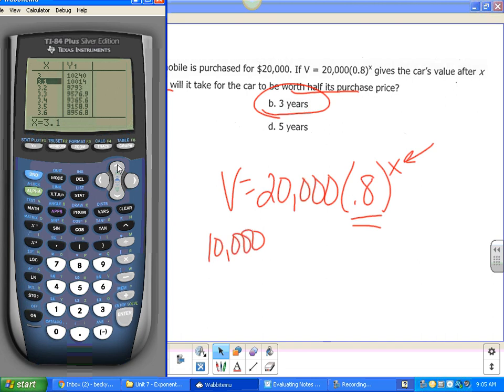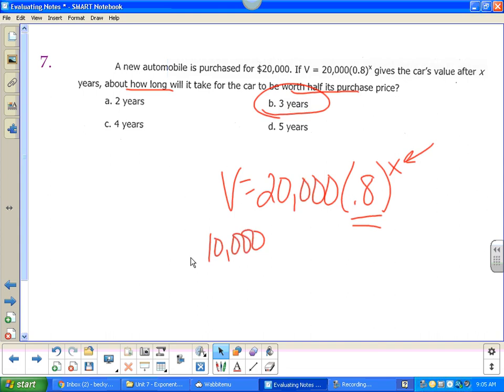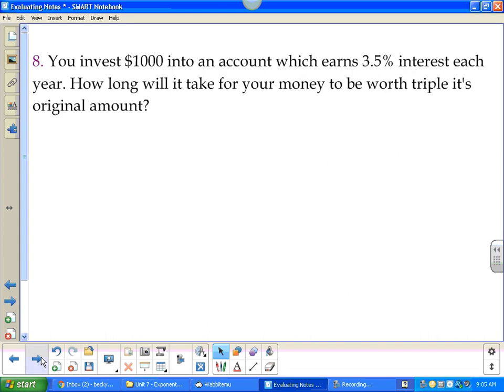That's under table set, under table set on your calculator. So now that I've altered it, I'm going to go back and fix it. I'm going to go back to table set, change my start to 0, and my delta table, my change, back to 1, just to make it normal for the next problem. Okay, so let's try this again.